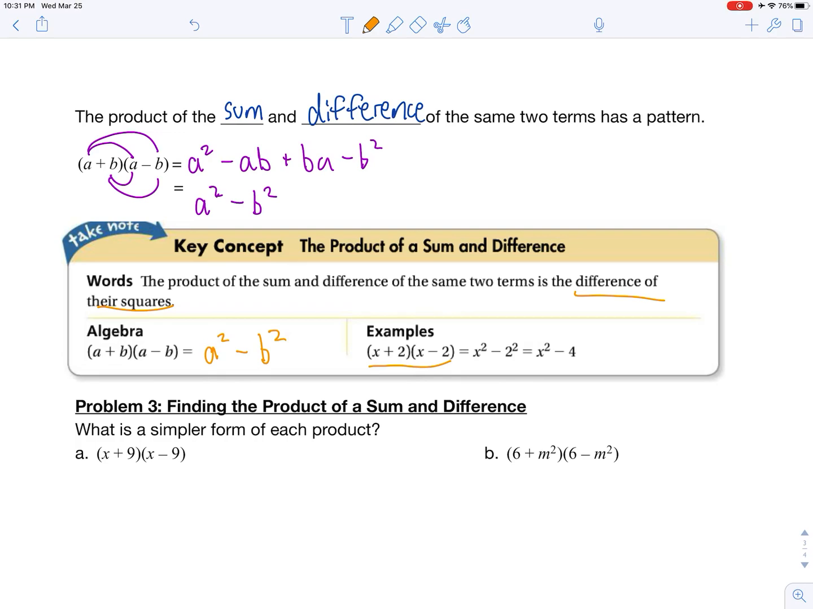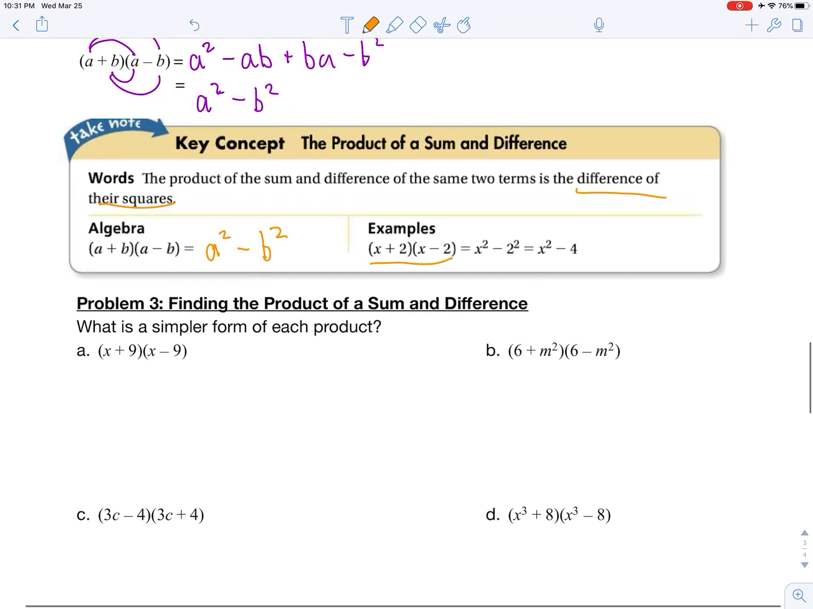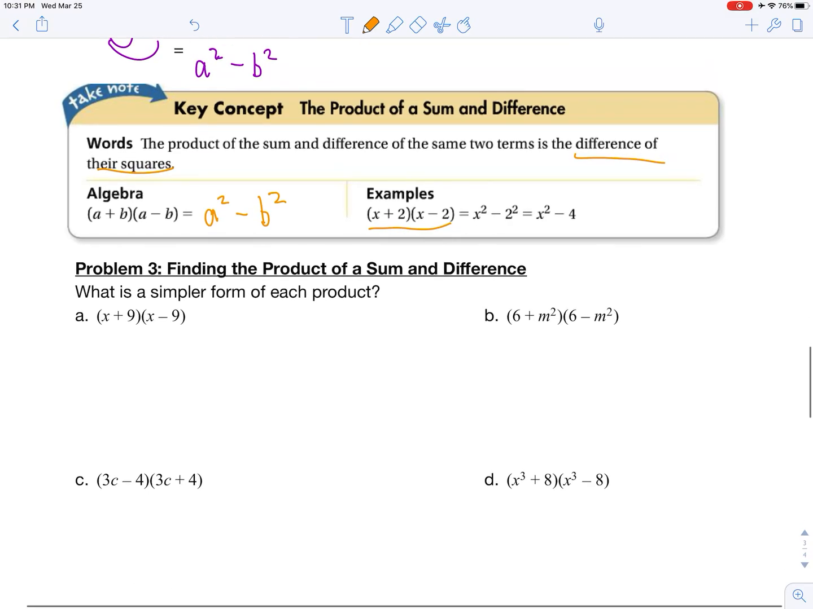We don't have to use any type of method. We just have to use this shortcut. So if I want to find a simpler form of something like x plus 9 and x minus 9, as long as I'm squaring the first, subtracting the square of the second, that's already basically our answer. One thing we got to do is simplify that.